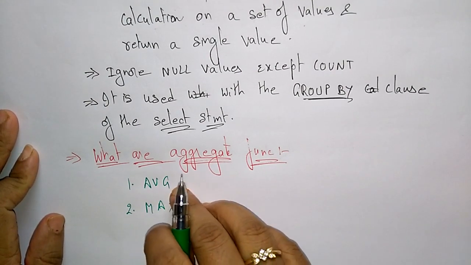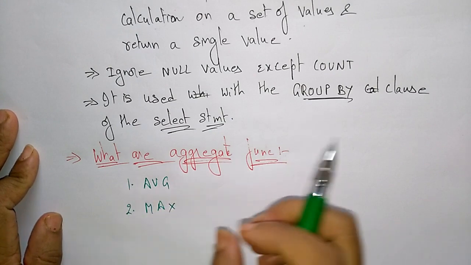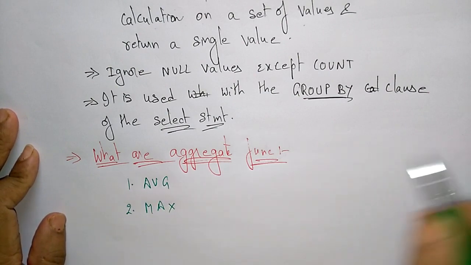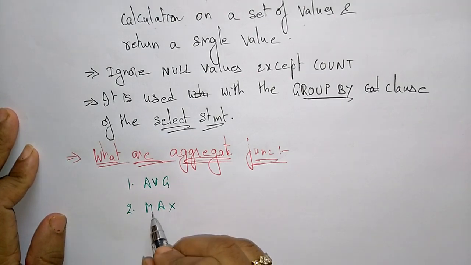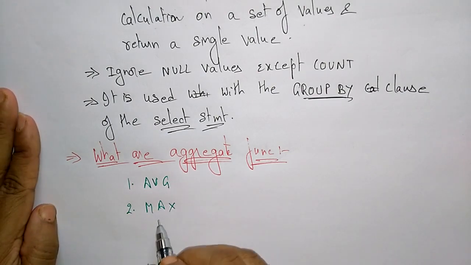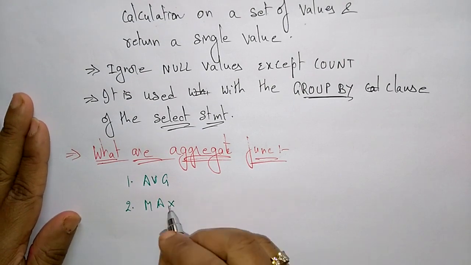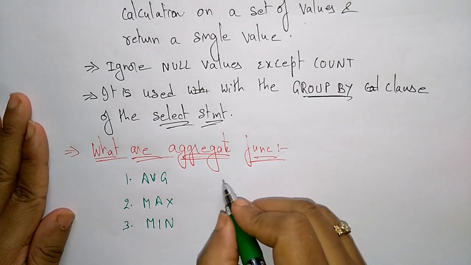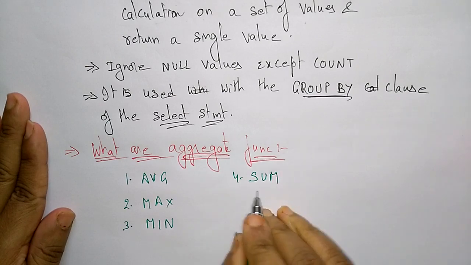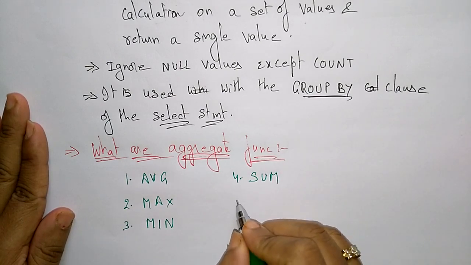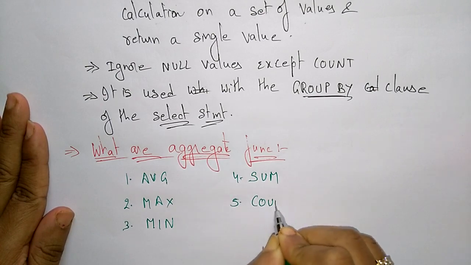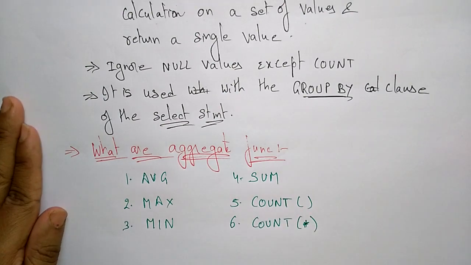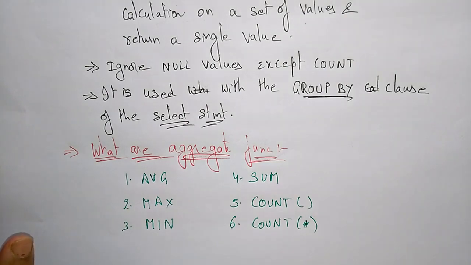As shortcuts, you can use AVG when you want to calculate the average of any column. Instead of the complete name average, we use AVG as the function name to find the average of a given column. For the maximum, you use the aggregate function max. Min, to find the minimum value. Sum, to find the total amount. And count star. So these are the different aggregate functions that are used in the database management system.